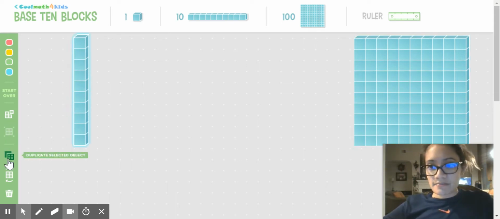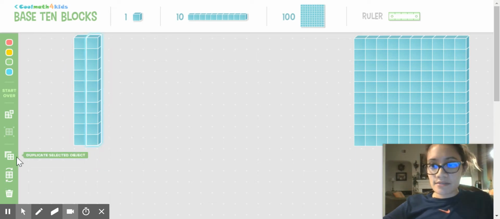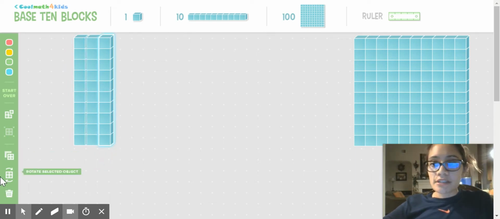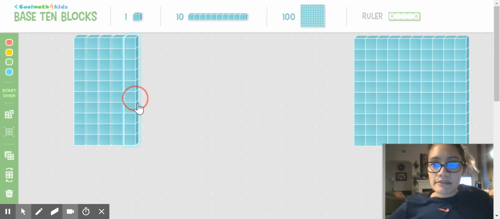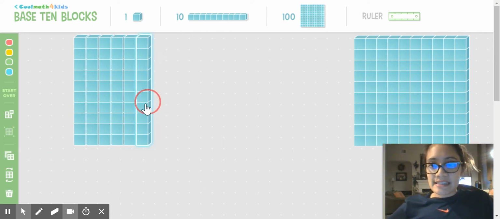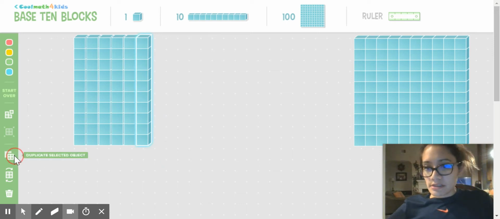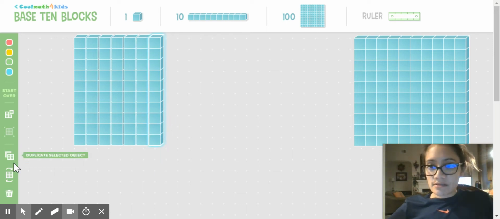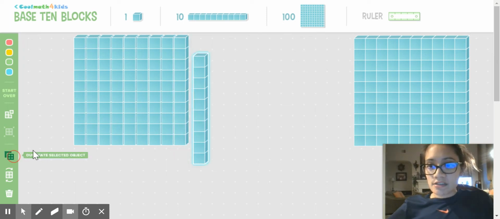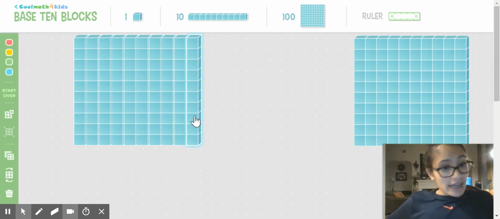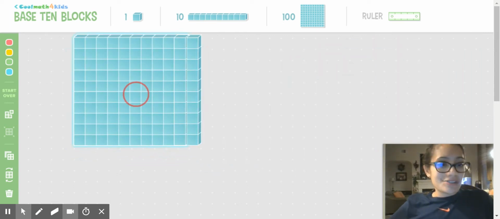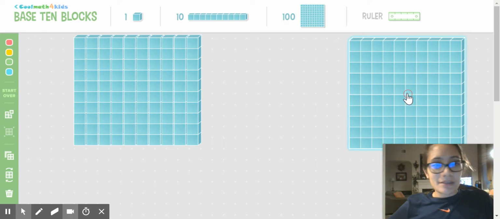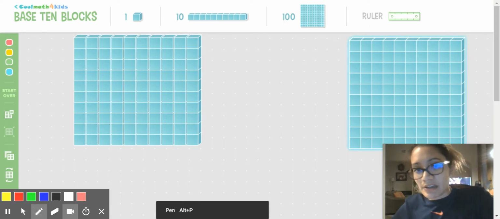That's 10, 20, 30, 40, 50, 60, 70, 80, 90, 100. So, as you can see, it is somewhat similar to my flat right here. So these guys are the same.